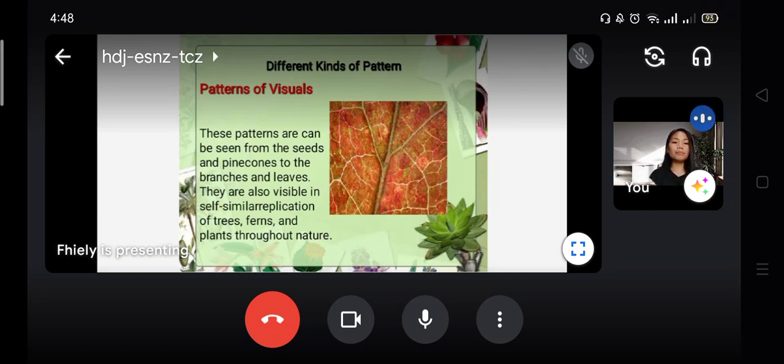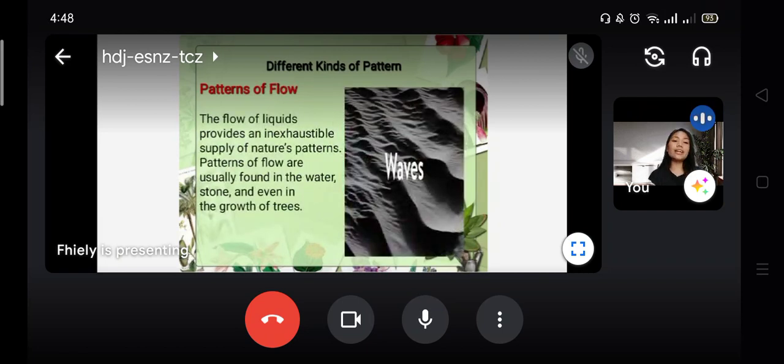Actually, patterns of visual are not only in nature. As we defined pattern earlier, it can be human-made designs too. It is not necessary that all visual patterns are from, in our definition here, leaves, branches, or trees. What I showed is just the meaning for nature. Okay? So next, our second kind of pattern is pattern of flow. May I call on Aliling to read the meaning of patterns of flow.